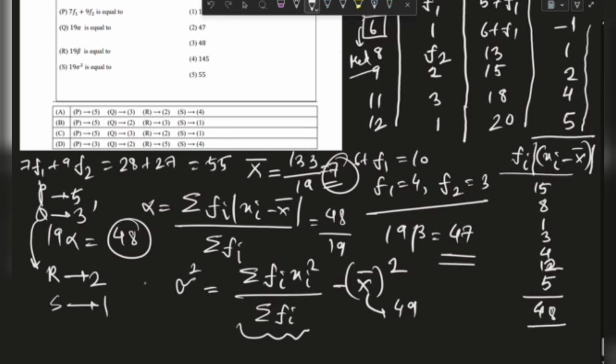So the correct option here will be basically C, because S, this thing will come out to be, I guess, 146. So I leave the calculation part to you guys.